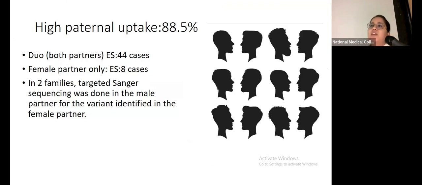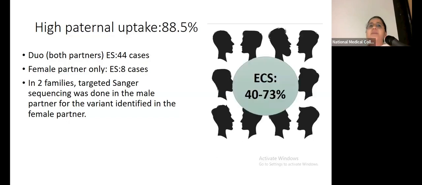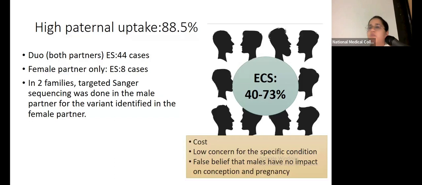In our study, we had a high paternal uptake of 88%, that is, 88% of males underwent exome sequencing with their wives. But worldwide, paternal uptake is not very good, only 40 to 73%. Literature says that one of the main reasons for such low uptake in males is cost, and also the couple feels there is low consent for a specific condition. There's also a false belief that males may have no impact on conception and pregnancy.